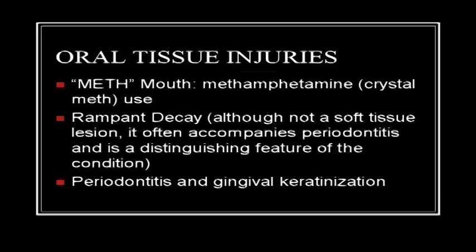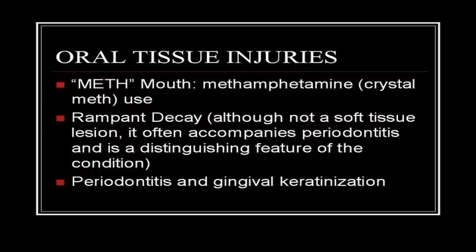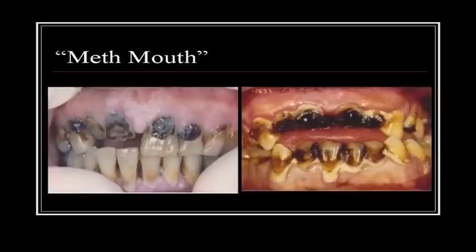The first of the oral tissue injuries I'm going to discuss with you is meth mouth, caused by chronic methamphetamine or crystal meth use. Rampant decay is a defining or distinguishing feature of this condition. This is one of the newer oral conditions that clients may present with, and it's important for the dental hygienist to have an idea of what he or she might see when meth mouth presents.